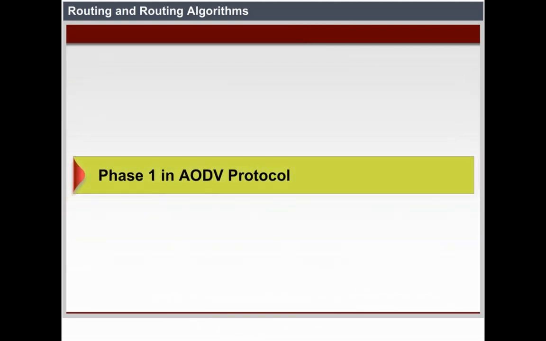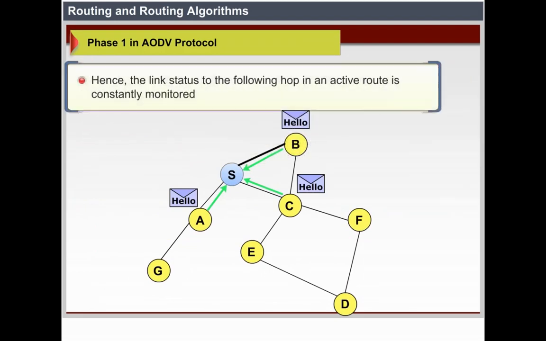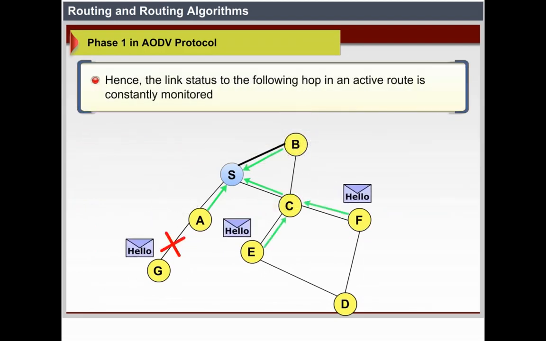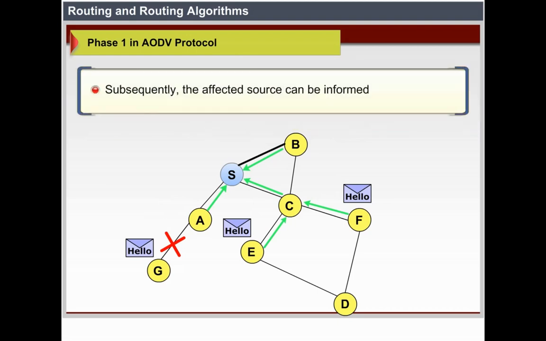Phase 1 in AODV protocol. A node uses hello messages to notify its existence to its neighbors. Therefore, the link status to the next hop in an active route is continuously monitored. When any node discovers a link disconnection, it broadcasts a route error (RERR) packet to its neighbors, who in turn propagate the RERR packet towards those nodes whose routes may be affected by the disconnected link. Then the affected source can be informed.